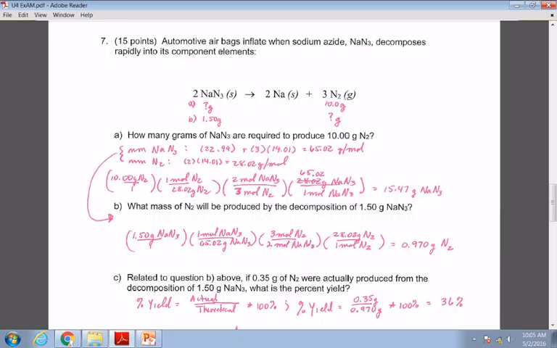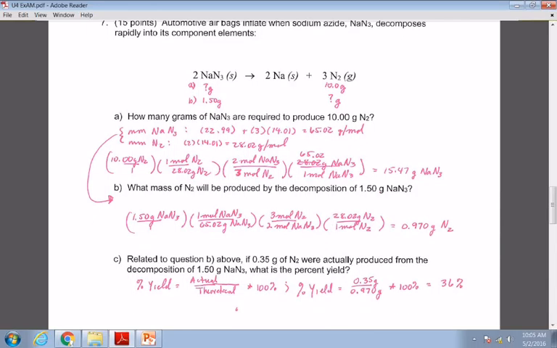Let's say instead of 0.970 grams of N2, what if we got 0.35? So here's where we put what you got, your actual yield, 0.35, divided by your theoretical yield, 0.970, times 100%. Rounded to 2 sig figs, that's 36% yield.